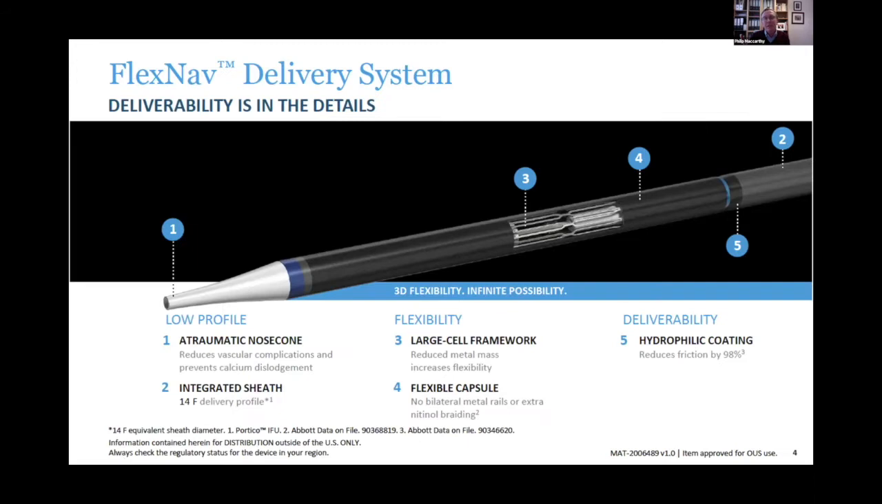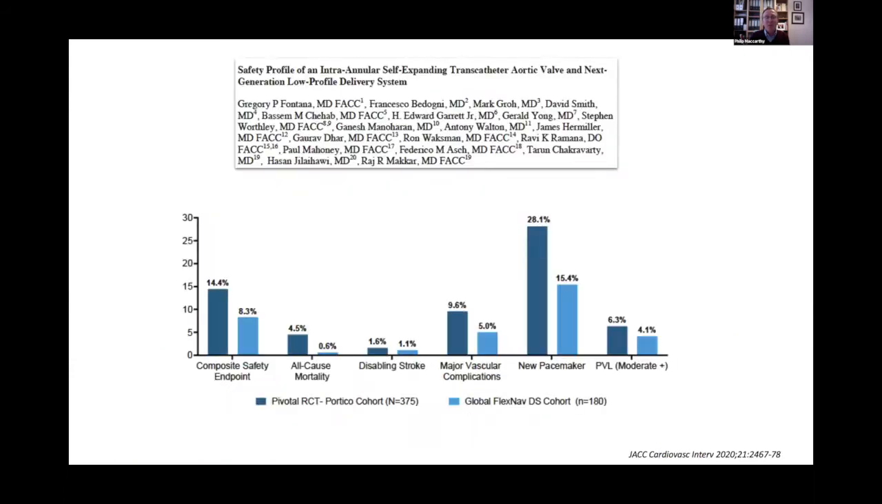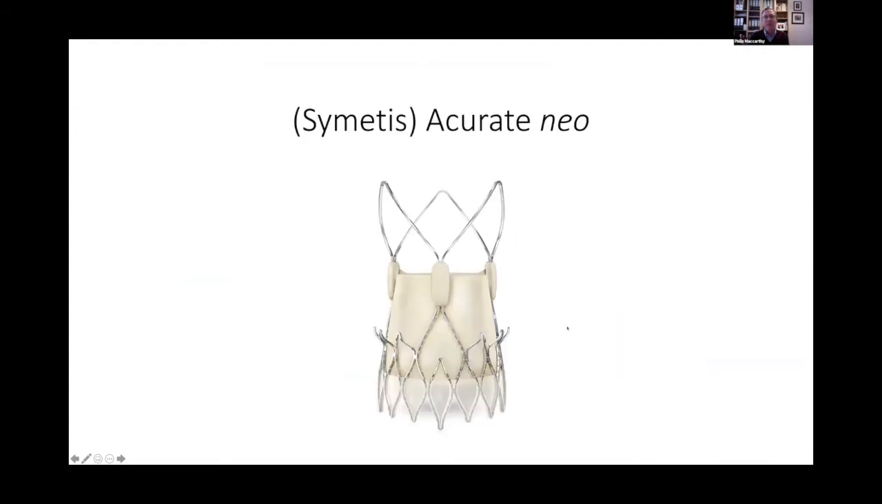Portico is undergoing refinements. They've introduced the FlexNav. It's made by Abbott Vascular. FlexNav leads to more stable positioning. And when compared to the IDE, this is the same group that did the IDE study, you can see lower complications and lower pacemaker rate as well. So there are improvements going on, and there's going to be a skirt on the Portico soon.